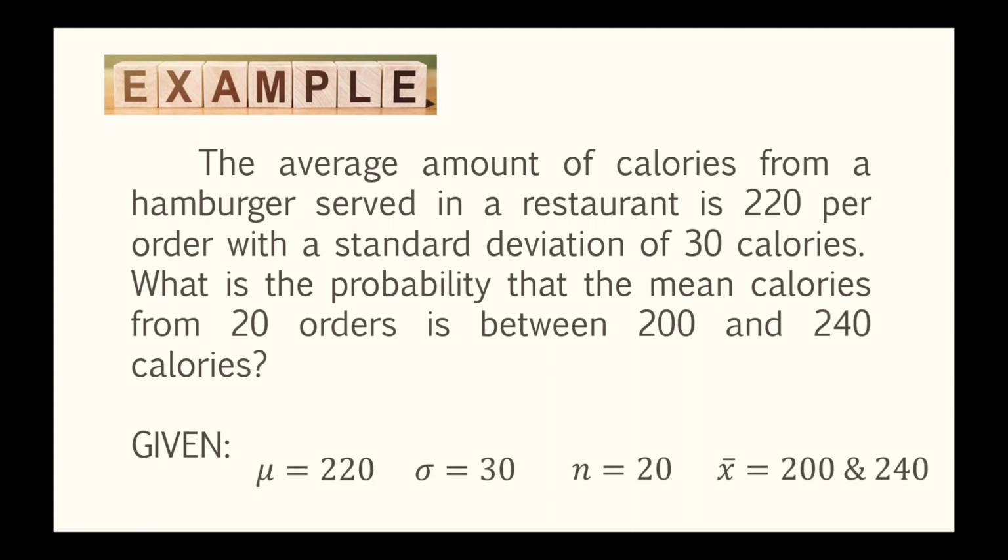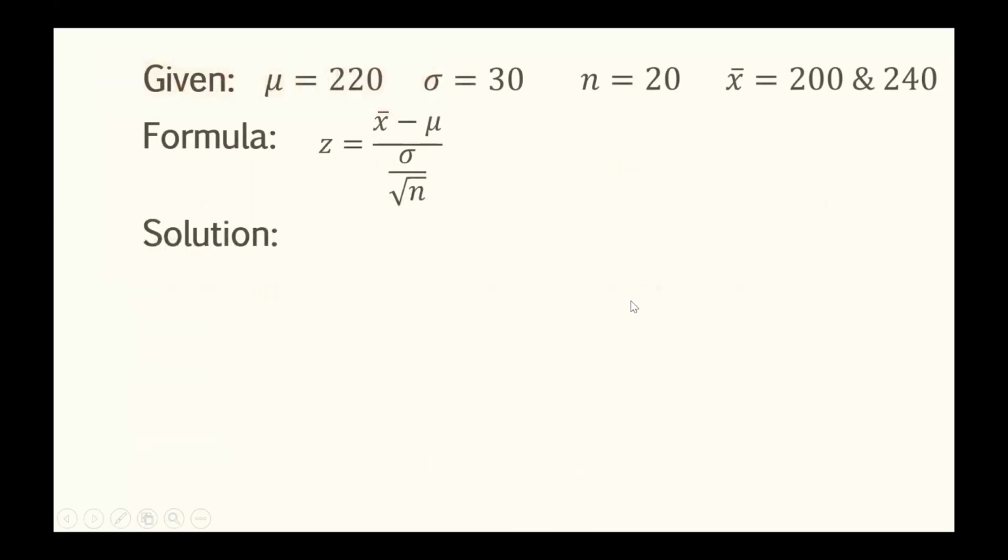Here we have the population mean, we have 220. For the standard deviation, we have 30 calories. For the sample size, we have 20 as the orders. And for the sample mean, there are two. We have 200 calories and 240 calories. Ulitin ko lang, yung sample size at yung sample mean ay makikita sa question part na. So, given the formula, we're going to evaluate given the sample mean 200 and 240.